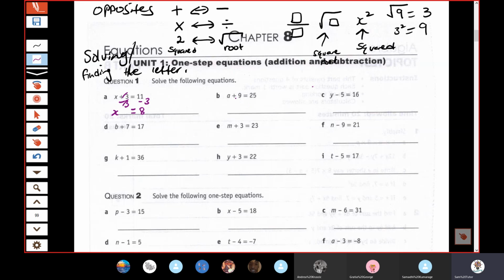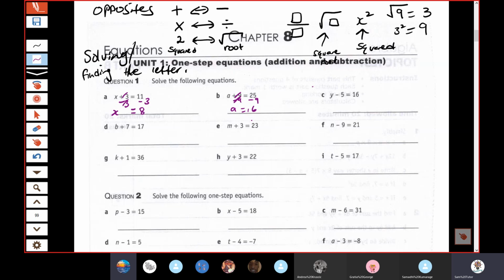Let's do that again. There's a plus 9. I need to find just the letter by itself. So I subtract 9. So A equals 25 take away 9, which is 16. Again, the plus 9 and the minus 9 cancel out. That's the whole point.